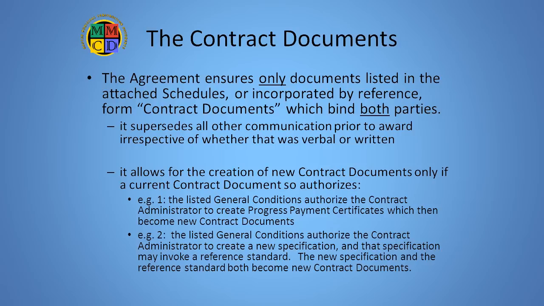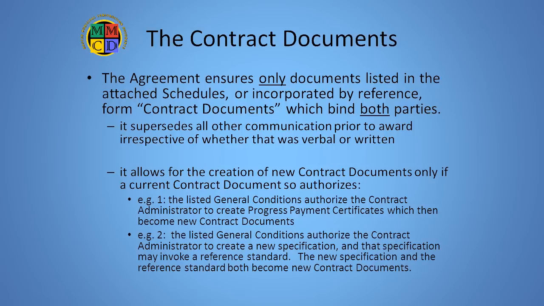Let's talk for a minute about documents incorporated by reference. Some are incorporated directly because they are so stated in the agreement itself. The prime example of this is the incorporation of the standard general conditions, specifications, and detail drawings in our Volume 2. These are brought into the contract because Volume 2 is specifically listed in the agreement.